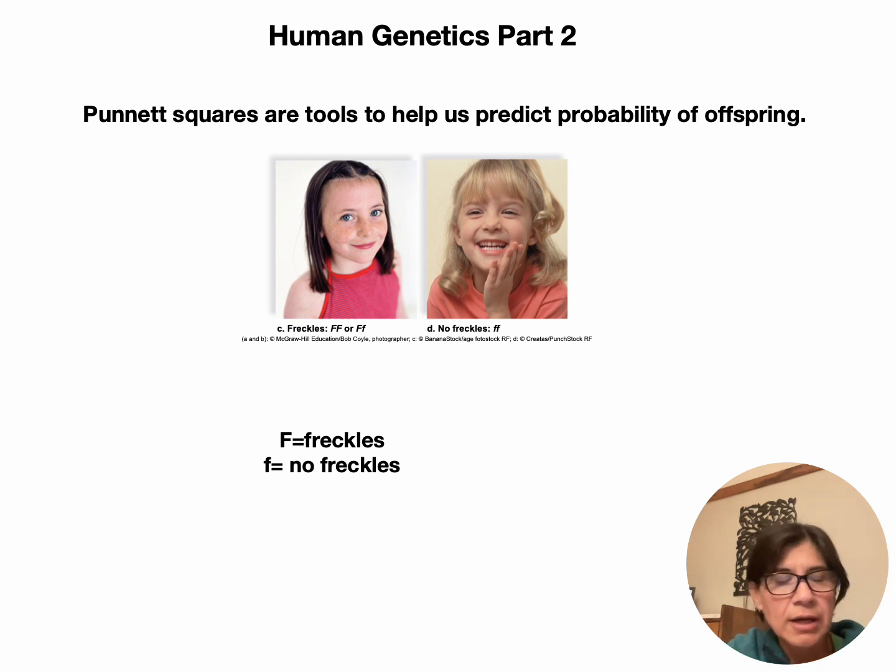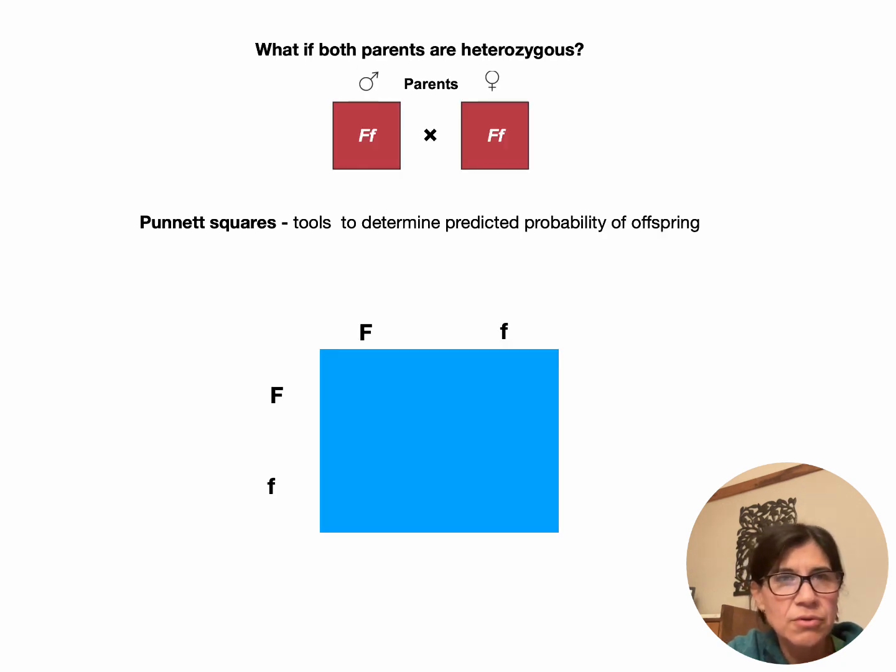So we were working last time with the trait of freckles and non-freckles, and this one was interesting because although fewer people have freckles, right, if you look around you, fewer people have freckles, but it's actually a dominant trait. This is an example of something that's less common but is dominant, and no freckles is recessive. So now let's talk about how to use a Punnett square.